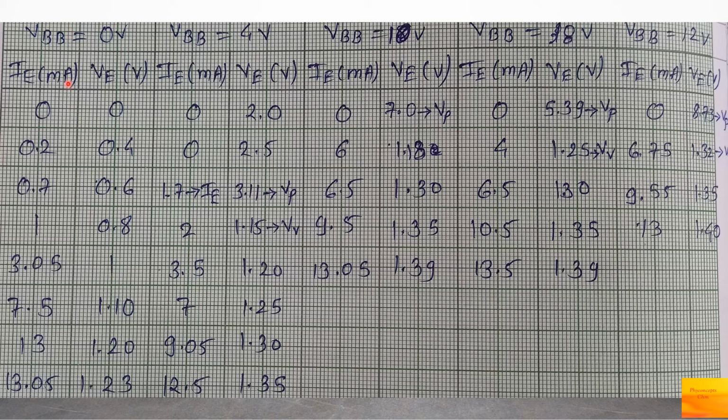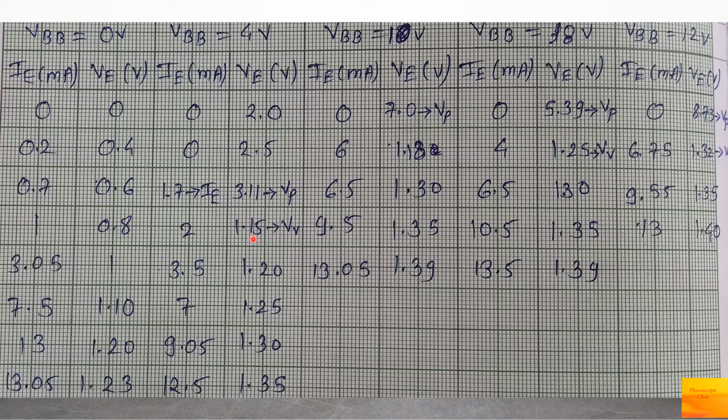So these are the readings that you get for different values of VBB. For VBB equal to 0 volt, we get the values of IE and VE. Then for VBB equal to 4 volt, you can see that initially the current is 0 even if you change the voltage. Then at a particular voltage the current starts increasing. At that time the voltage will drop down. So the current started at the peak point voltage.